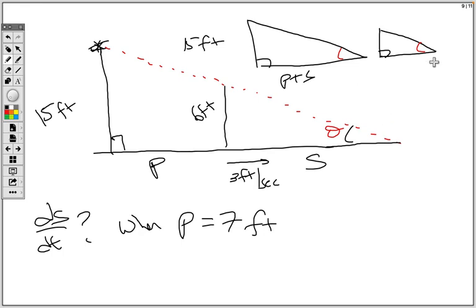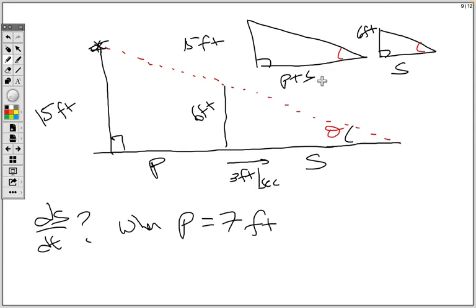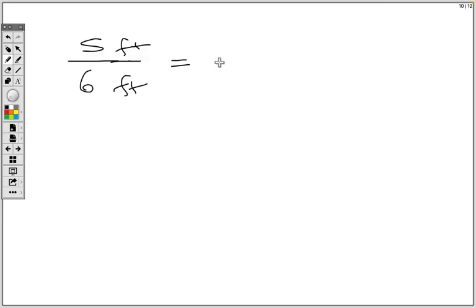feet long. In the smaller triangle, the opposite side is 6 feet tall, and the adjacent side is S feet along. And so using similar triangles, aka the tangent function, S divided by 6, adjacent over opposite, so S feet divided by 6 feet, is going to be the same ratio as P plus S feet divided by 15 feet. Okay.